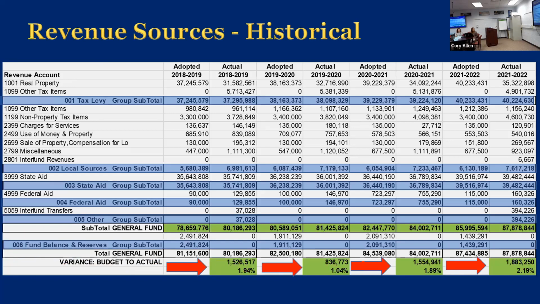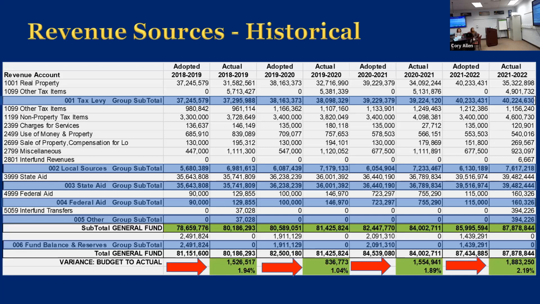What I really wanted to share was overall, that is the subtotal general fund, the rose and green. You can see the first column, 1819 was the adopted, so that was the budget. The second column is what we actually received. So in 1819, we had budgeted for 78, we received 80. So we received 1.5 million or 1.94 more than what we had budgeted. Remember, it's out of an $80 million budget, so that's pretty tight.